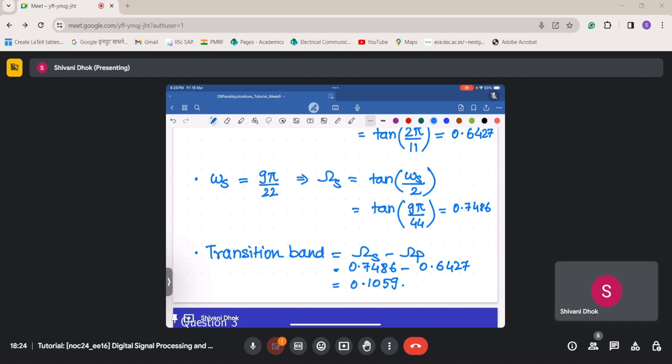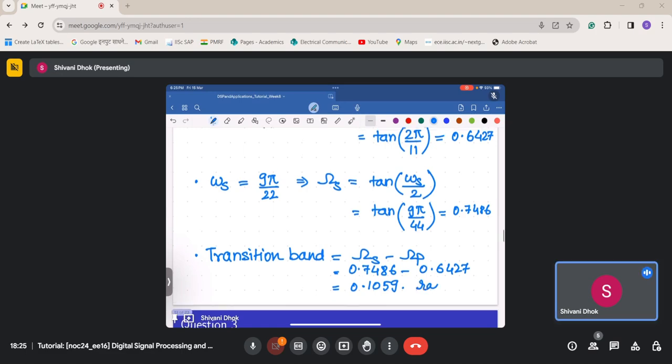Madam, no units, transition band. No, there will be units, radians per second, everywhere radians per second. It's angular frequency, so everywhere radians per second are the units. This is radians per second, this is also radians per second. It's not a ratio, sir. It's a subtraction, so your units will be preserved. Okay, madam.